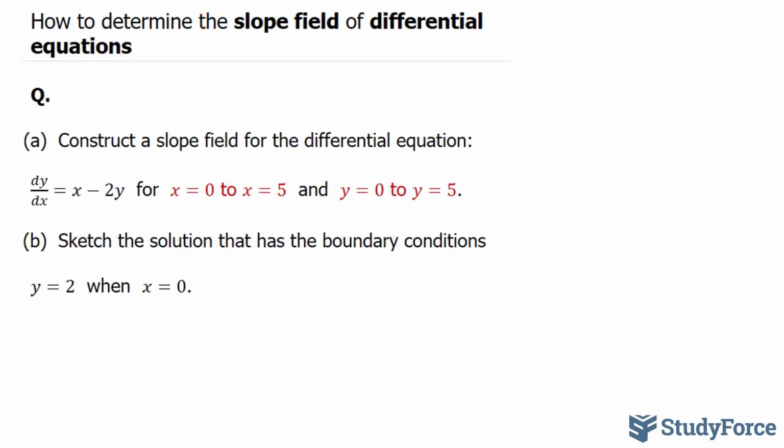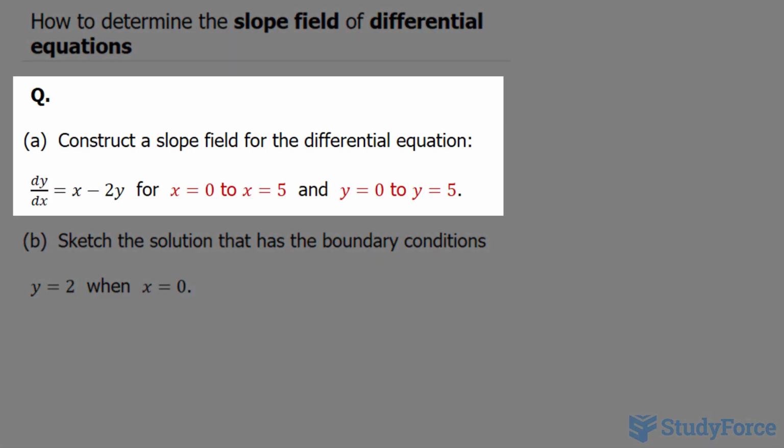In this short lesson, I'll show you how to determine the slope field of differential equations. The question reads, construct a slope field for the differential equation dy over dx is equal to x minus 2y for points between x is equal to 0 and 5 and y is equal to 0 and 5.